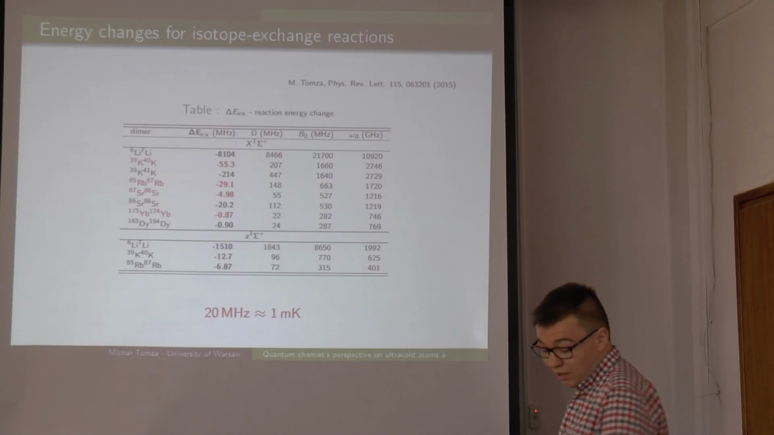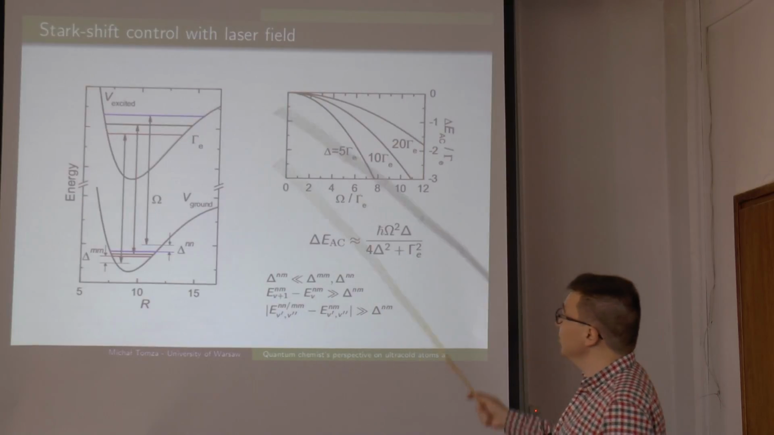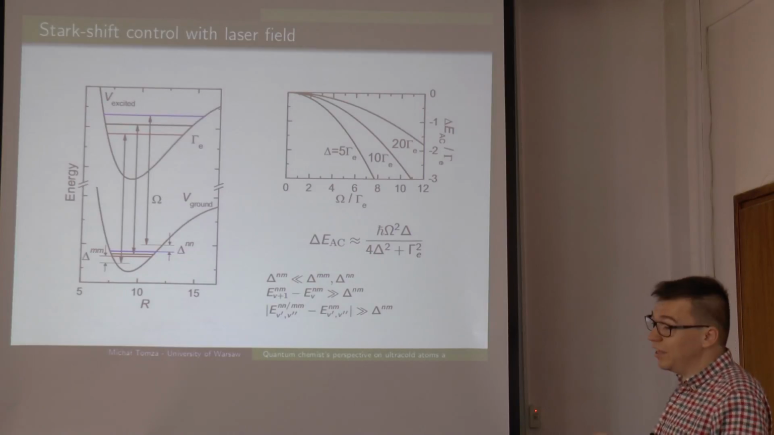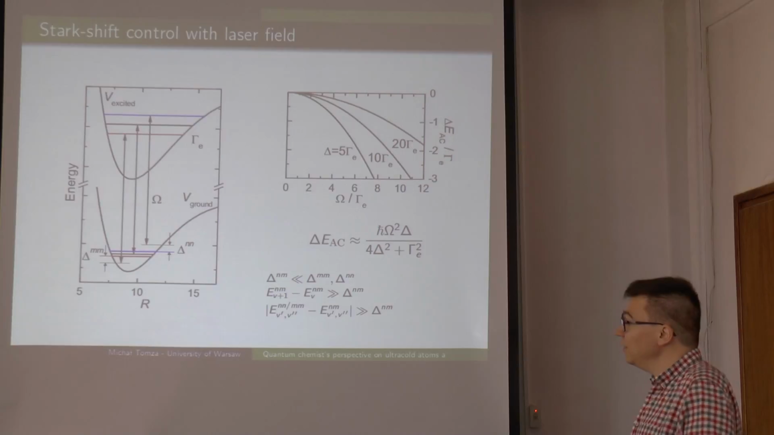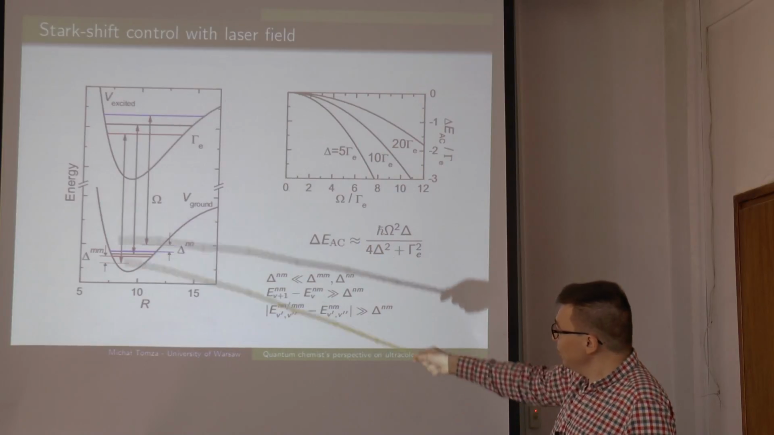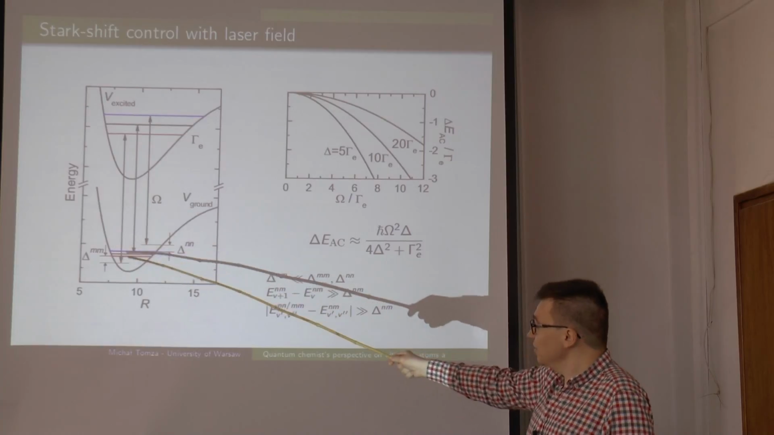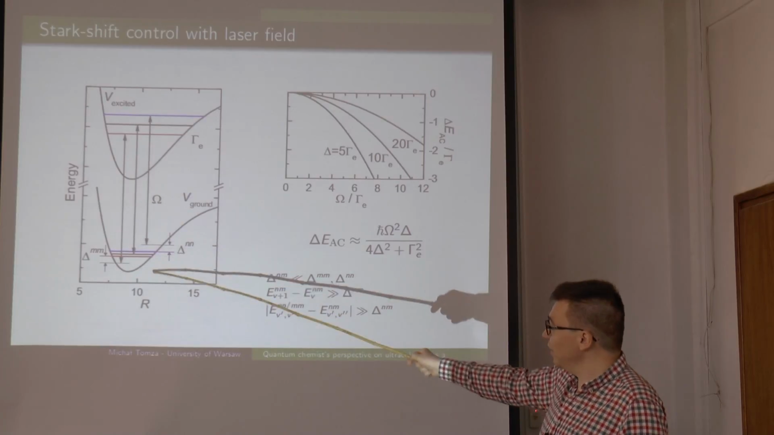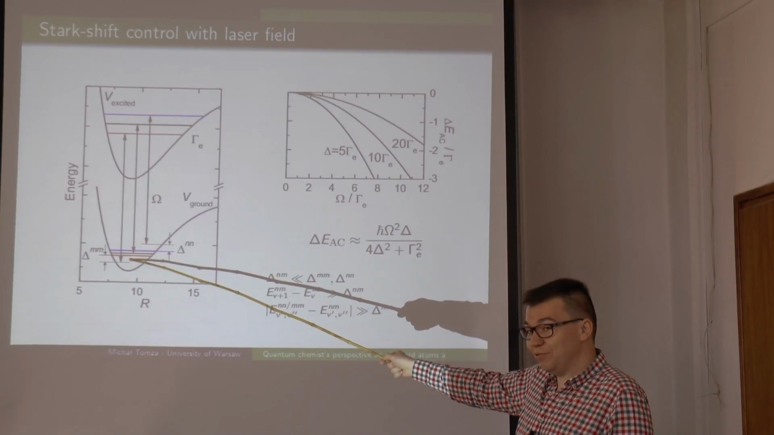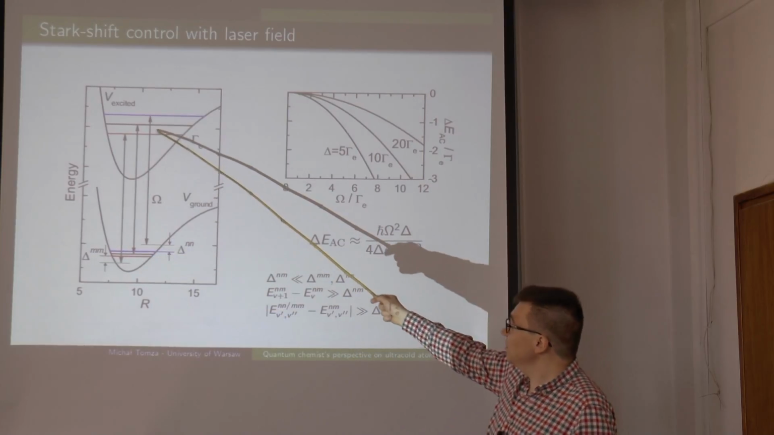to be useful. But then I found a control scheme by applying the Stark shift, but with a laser field. So applying the dynamic Stark shift. And the idea for this is quite simple. In this picture, I presented the electronic states with the rovibrational states for the ground state of our molecules. This is the ground state of our initial heteronuclear dimers, and these are some excited states.